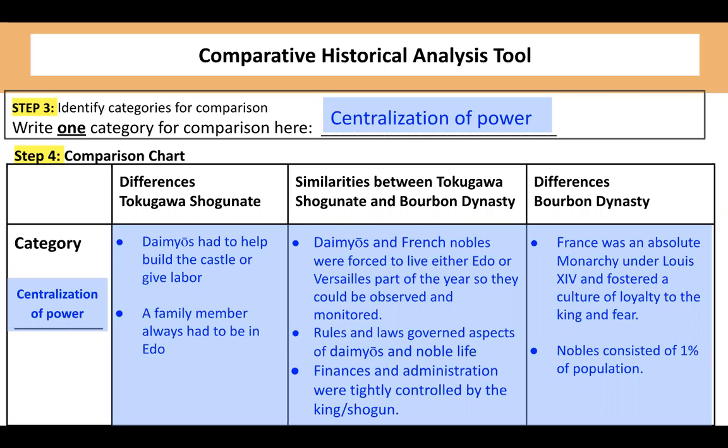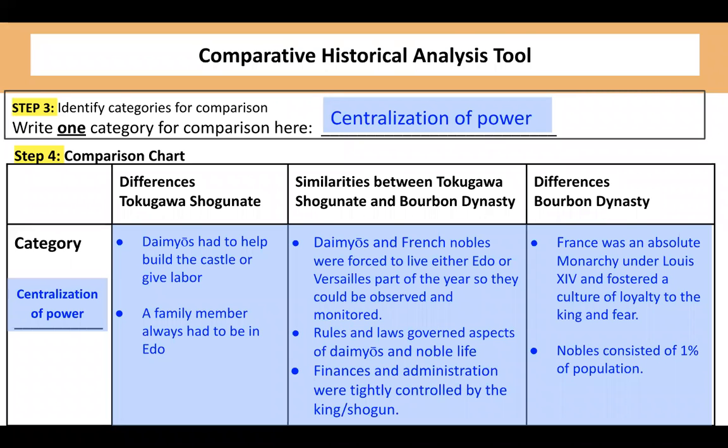And then I noticed some differences in the Bourbon dynasty. So I'm going to go over to this side real quick. France was an absolute monarchy under Louis XIV, whereas in the Tokugawa Shogunate, there was some shared power between the emperor and the shogun, despite the fact that the shogun seemed to have more power. At least from my readings, I did see that the king fostered a culture of loyalty to the king and fear. And nobles consisted of about 1% of the population. Even though they lived there part of the year, they weren't the major part of Versailles.